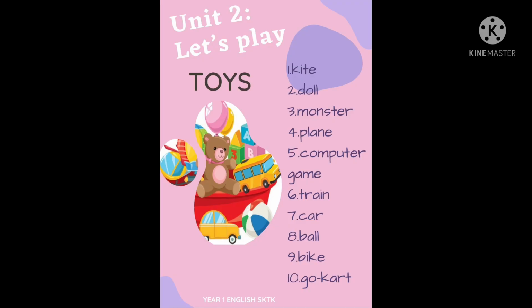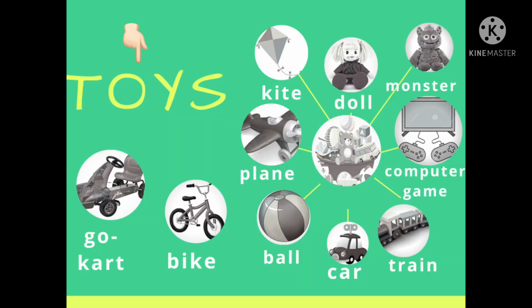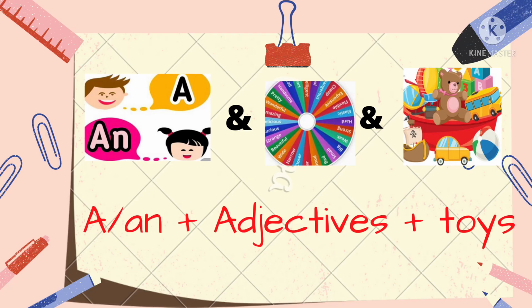Let's start. For this week, we are still going to talk about toys. And now we are going to revise first the 10 words we learned. Jangan malas nak revise, okay? Let's go. Toys. Kite. Doll. Monster. Plane. Computer game. Ball. Car. Train. Bike. And go-kart.